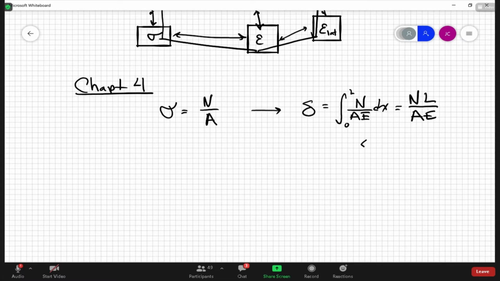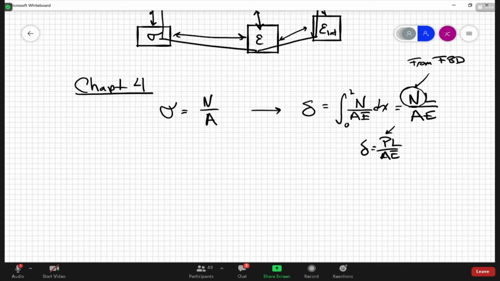Or more often, you actually see this as PL over AE. But again, when you have to solve a problem like this, don't make the mistake of just grabbing the nearest force. Really, it needs to be the internal force that gets exposed by the free body diagram. These are all from those free body diagrams, okay? Always going to be the internal force. All the calculations in this class actually involving stress and elongation will always involve the internal forces, okay?